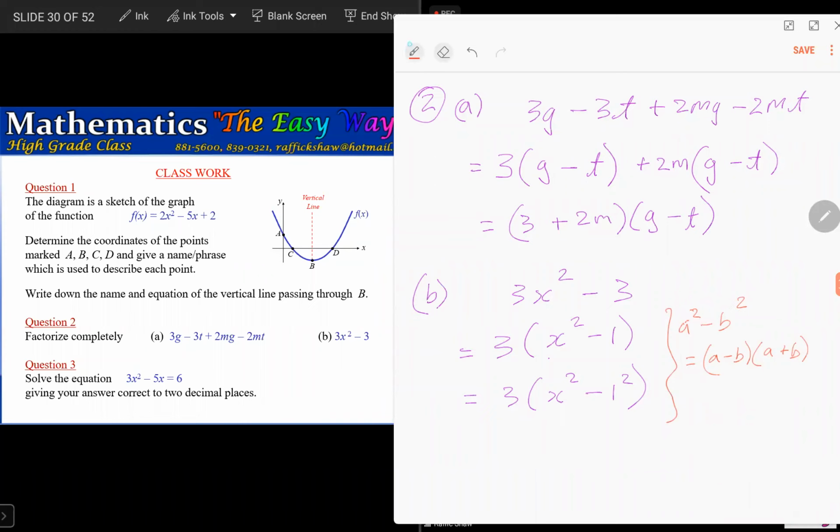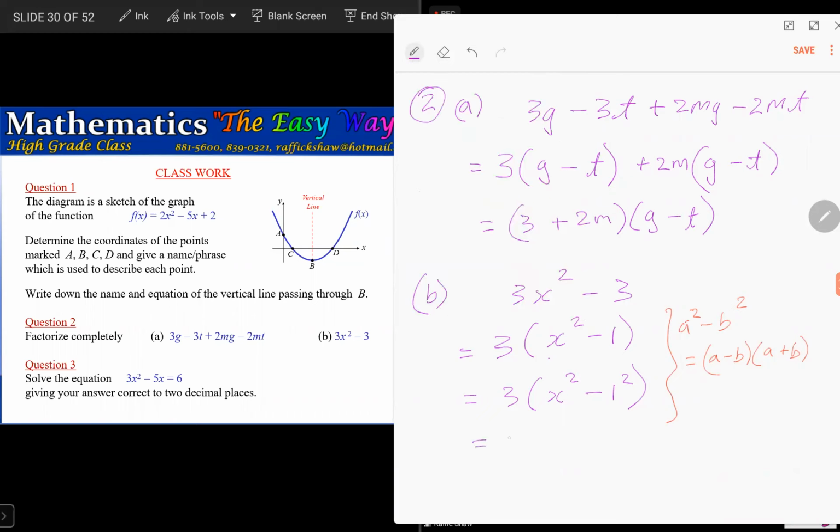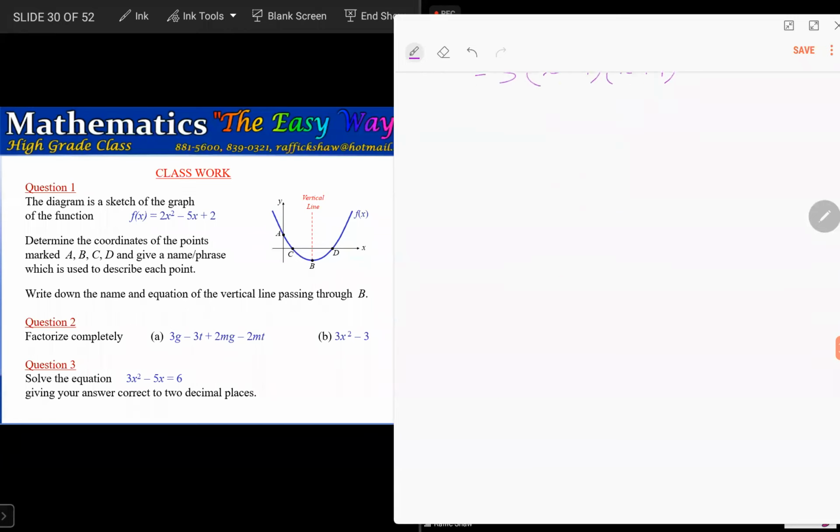All right, so because we're using that rule, we know that our final answer down here now, don't throw away the first factor, which is the 3, and it becomes the difference of the numbers, the x minus the 1, and the sum of the numbers, which is x plus 1. And that's it, we're done. That factorization is complete. All right, then we'll go to question 3.